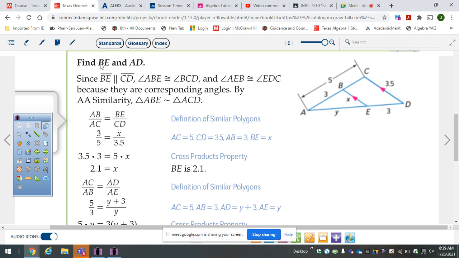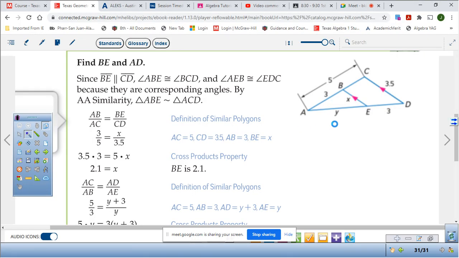Okay, so when it comes to this one, finding BE and AD, BE right here and AD is from here to here. We have this smaller similar triangle and this bigger similar triangle. Last week we talked about this. If I had a triangle like this, and it was similar to this triangle here, and say this side corresponds to this side.